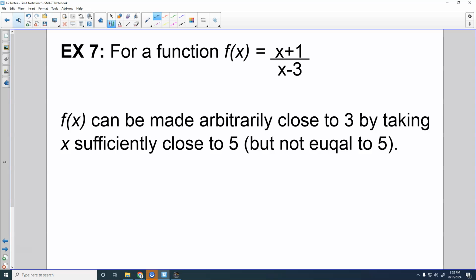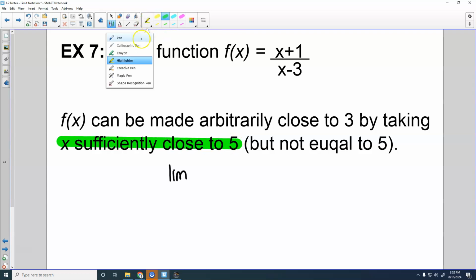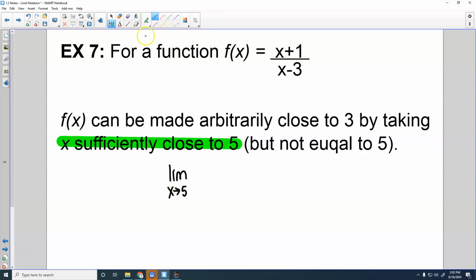Okay, so I'm going to put my limit here, and I like to look for what x is approaching. What's x approaching? Being sufficiently close to 5. So I need x approaches 5, right? So that shows me where this comes from, right here. Okay, what am I taking the limit of?